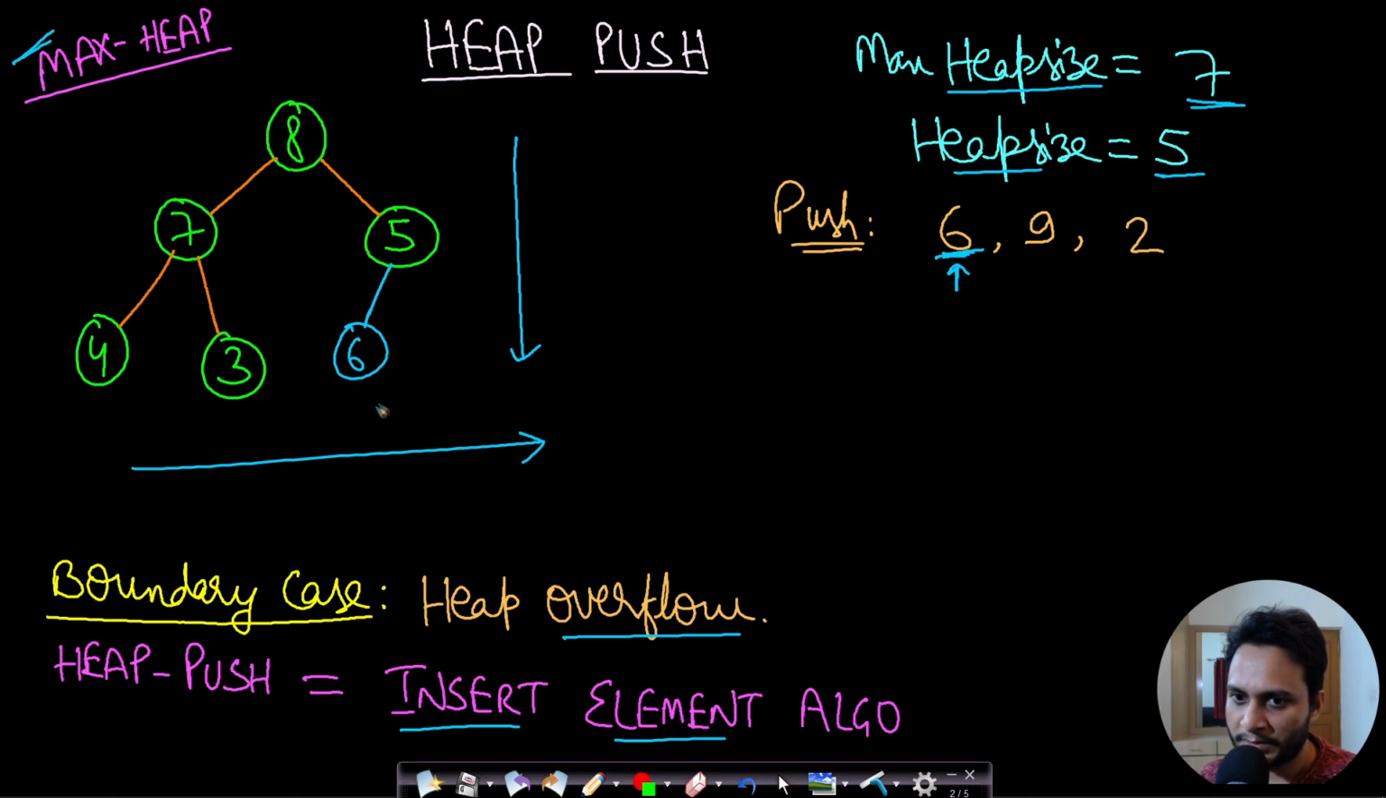Now once we have inserted this element, obviously our heap size will increase. So heap size will be 6 now. And what do we do now? After inserting this element at the end, this might not follow the heap property. Since this is a max heap, we want the maximum element as the root of any tree or any subtree. And since we have inserted a new element, this might be greater than the parent element. So we will be applying the percolate up algorithm.